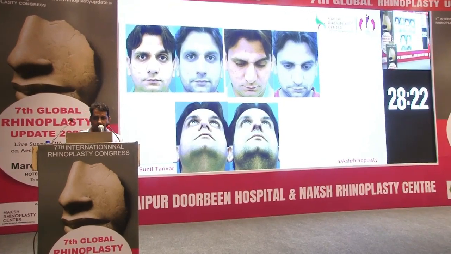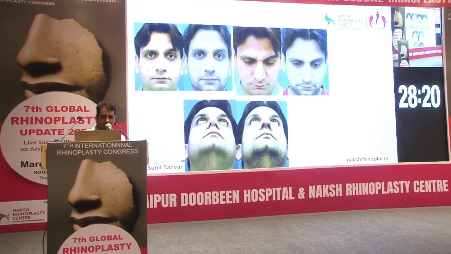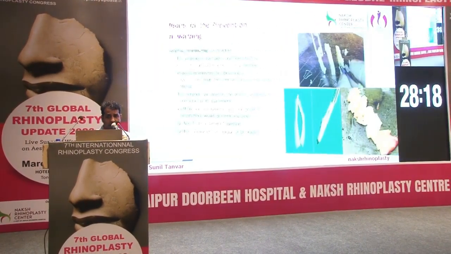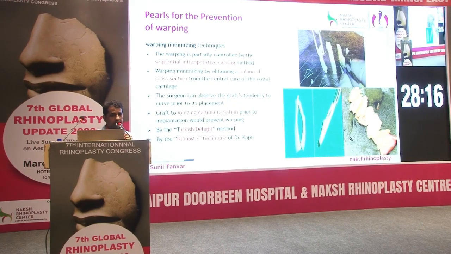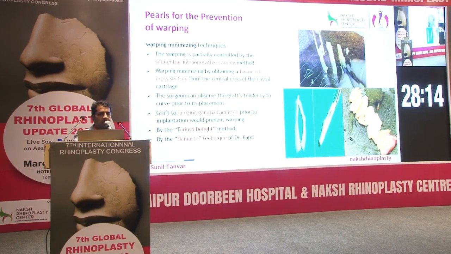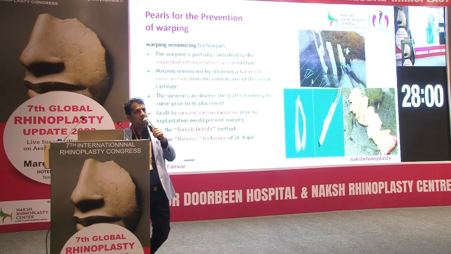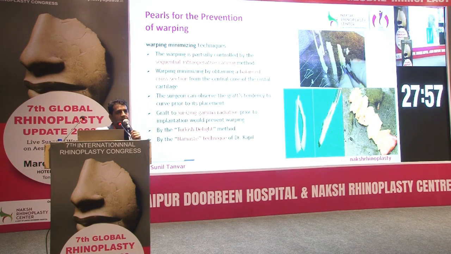So you use different types of measures, basically all measures, for prevention of warping of the rib: sequential intraoperative carving, balanced cross sections, or some ionizing gamma radiation, also the Turkish delight and the Namaste technique of Dr. Kapil. But you never use a long piece, because when you use a long piece, then you have more and more chance of dislocations and warping.